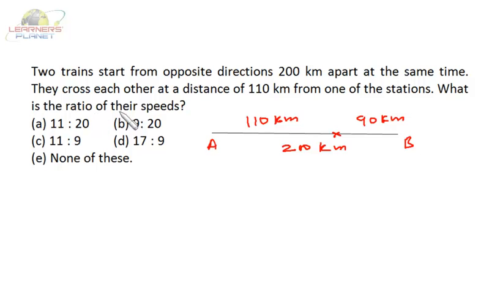Now what is the ratio of their speeds? Friends, it's a very simple question. Speed is directly proportional to distance if time is constant. So speed is equal to d by t, that is distance by time. So if one is covering a distance of 110 kilometer and the other is covering the distance of 90 kilometer, then the ratio of the speed will also be the same. So it is 110 by 90, or we can say 11 by 9.